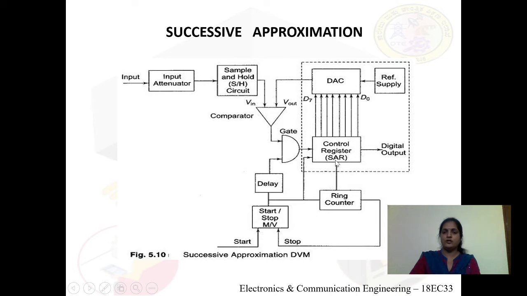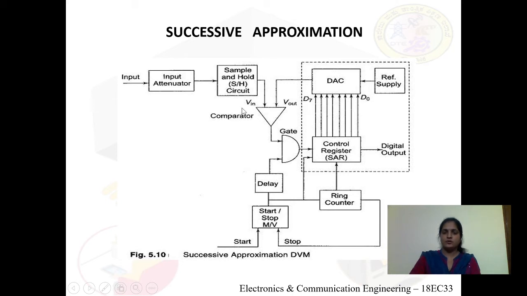One more important block is the control register. It is also referred to as the successive approximation register. This is the heart of this block diagram, because every control operation is through this control register, and it is capable of setting or resetting bits. It passes this information to the DAC, and the DAC produces the analog equivalent value of that particular bit. Now we compare the input voltage with the output voltage provided by the DAC.